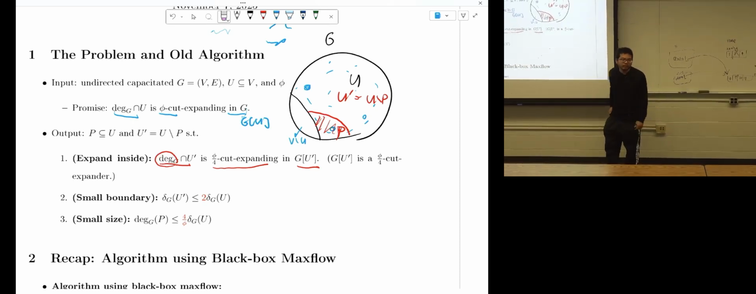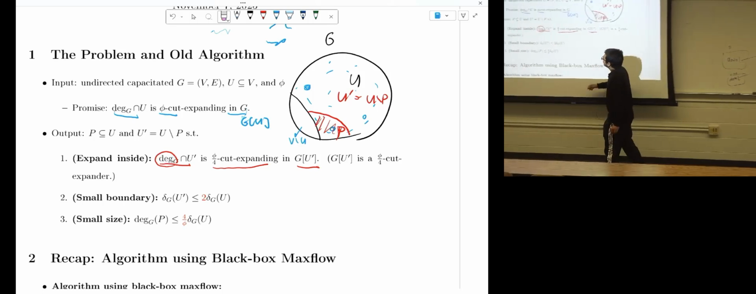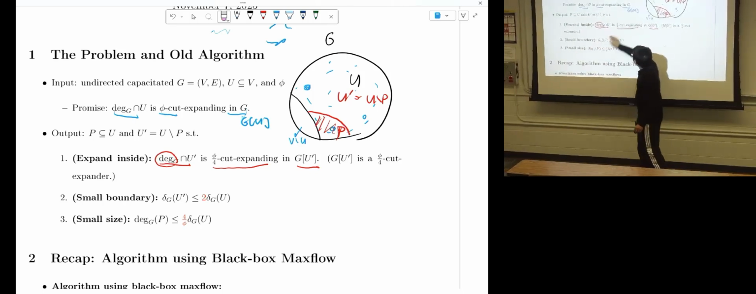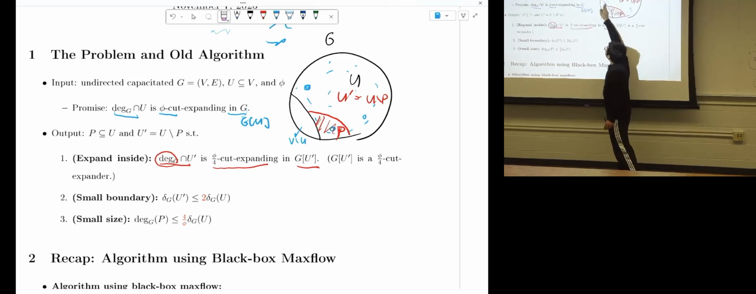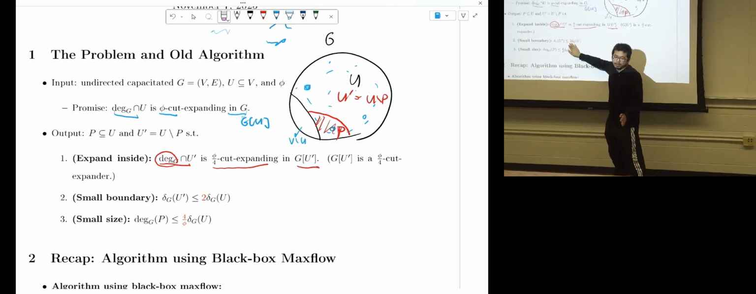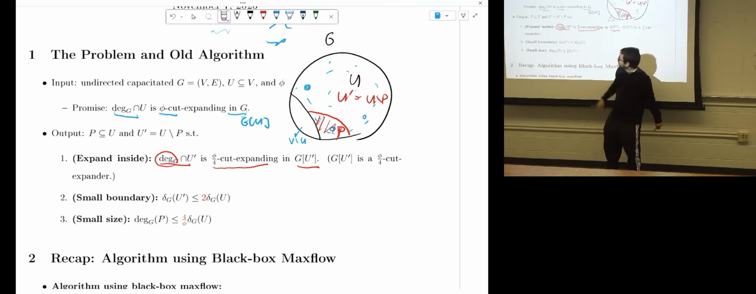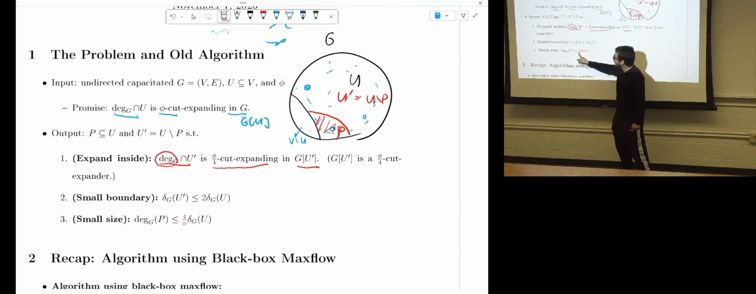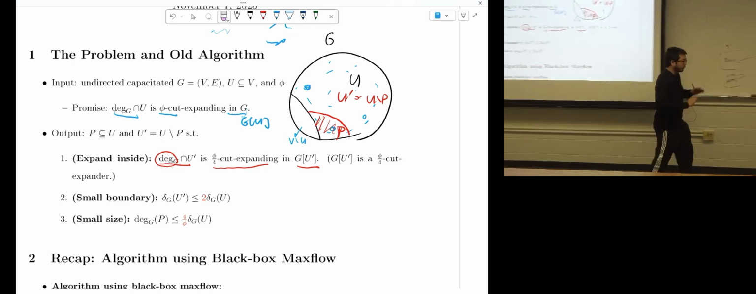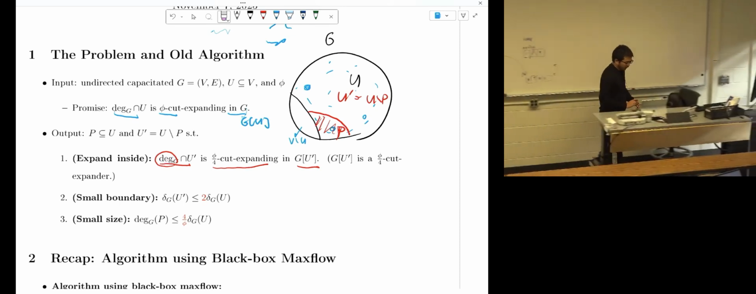So when degree of G intersect U prime is expanding, it just means that this thing is an expander. That's the definition. What we want also is that the new boundary of U prime is still as big as the old boundary. Previously, we learned the old algorithm without factor 2, but here we're gonna relax it a bit. The size of the part that we prune should be small compared to the boundary. Previously we have 2 over 5. Here we have 4 over 5. That's the goal.